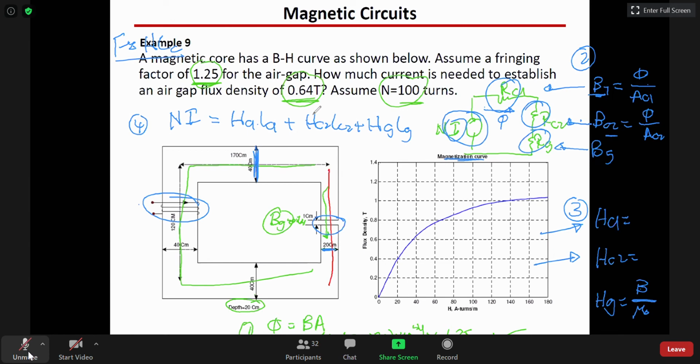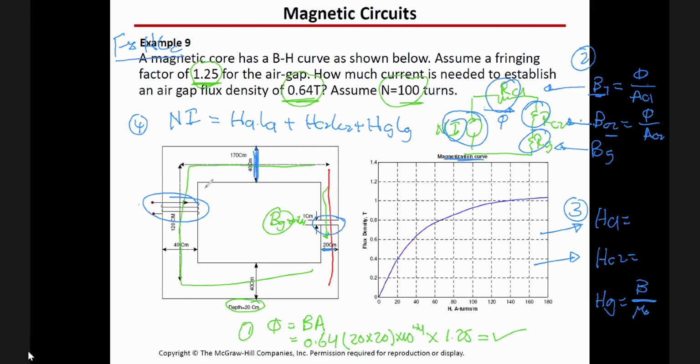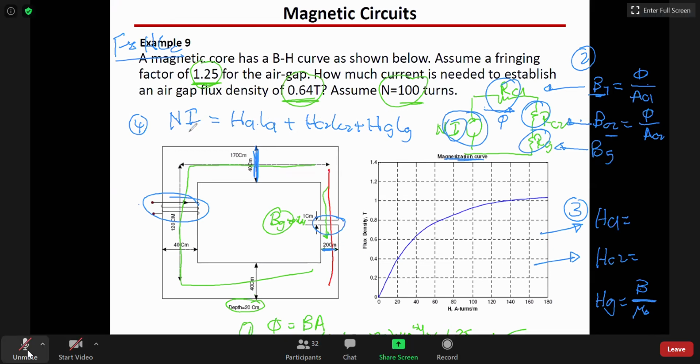And then how can we find the current? We just divide the summation of all of these values by N, which is 100.